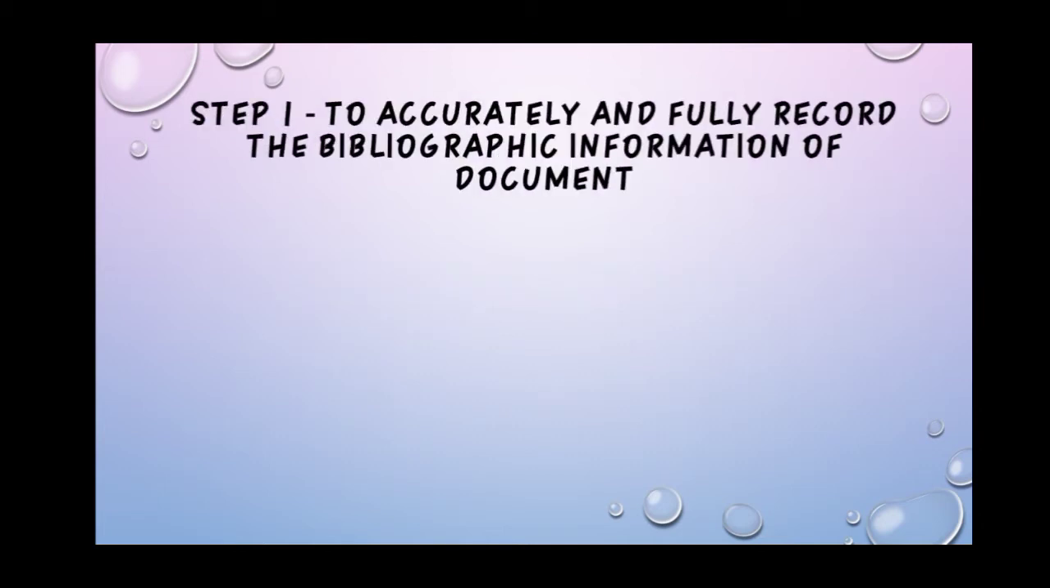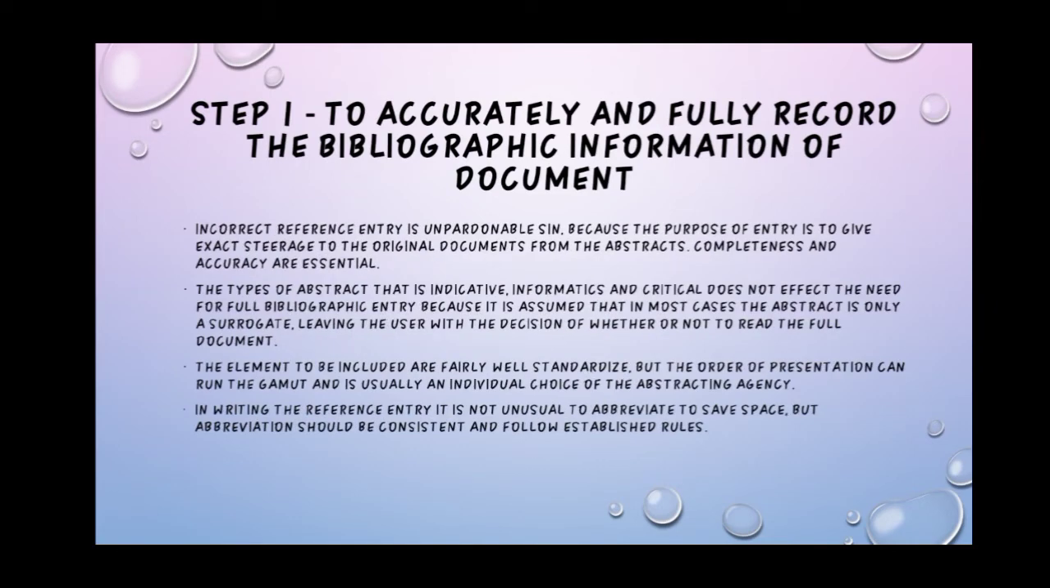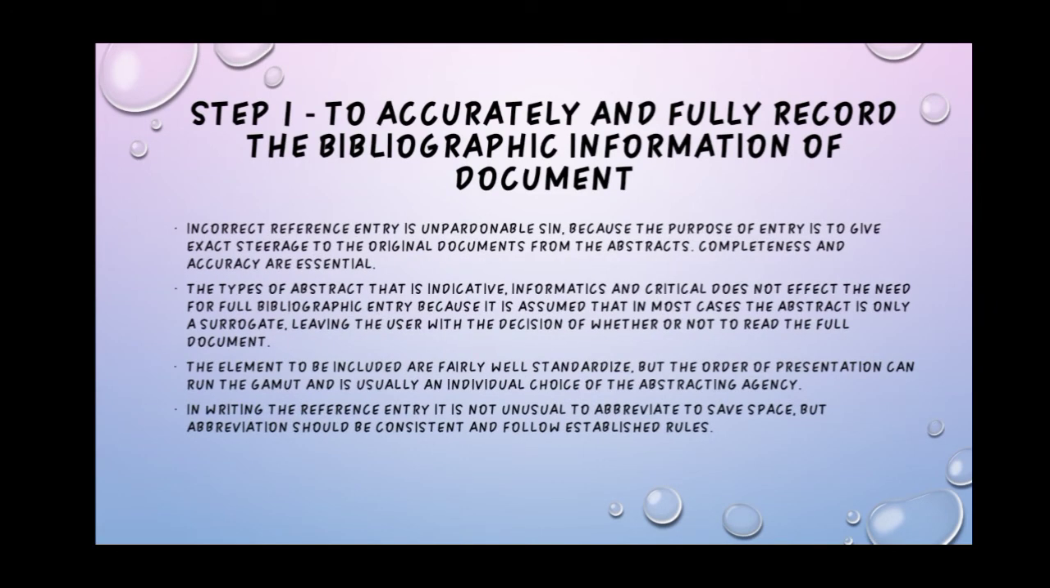Step 1 is to accurately and fully record the bibliographic information of the document. Incorrect reference entry is an unpardonable sin because the purpose of entry is to give exact reference to the original documents from the abstract. Completeness and accuracy are essential. The types of abstract, that is indicative, informative, and critical, do not affect the need for full bibliographic entry because it is assumed that in most cases the abstract is only a surrogate, leaving the user with the decision of whether or not to read the full document.